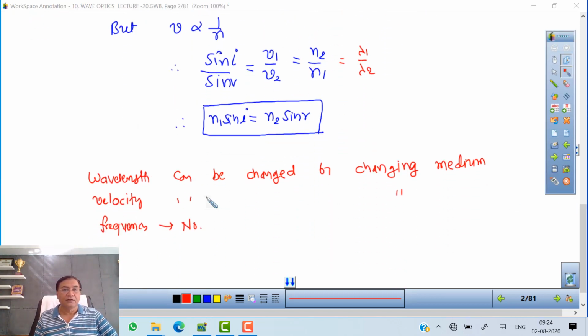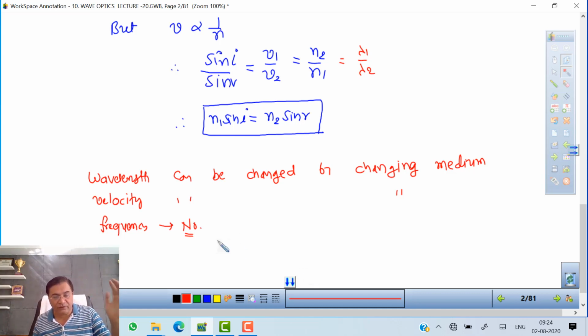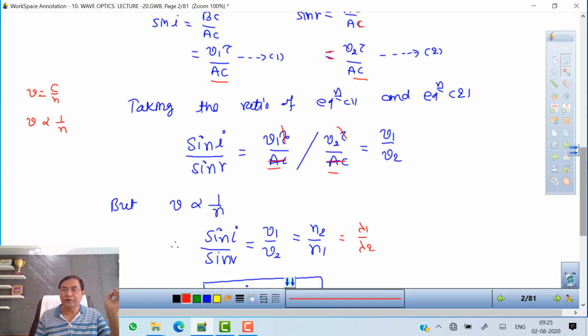Okay. અહીંયા મેં લખ્યું છે, wavelength can be changed by changing the medium. Velocity can be changed by changing the medium. But frequency, no, you cannot change it. Frequency is source માંથી જે આવી ગઈ તે આવી ગઈ. It cannot be changed. Wavelength is changed. Velocity is changed.